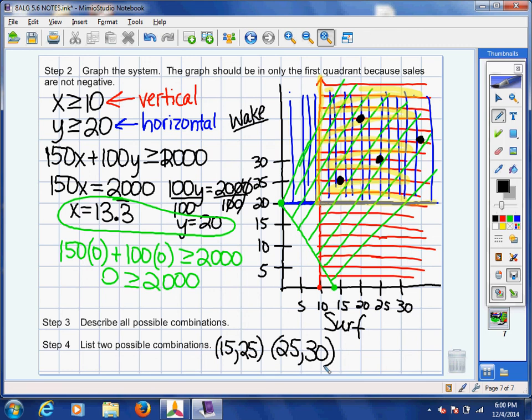The description, you could say something like see highlighted area. That would be a great way to write that. I was trying to think of an easy way for you to write that, because there's no easy way to write that description. Okay, so that's it. You graph the system. We actually encountered a system that had 3 inequalities in it instead of just 2, and then we listed possible combinations.